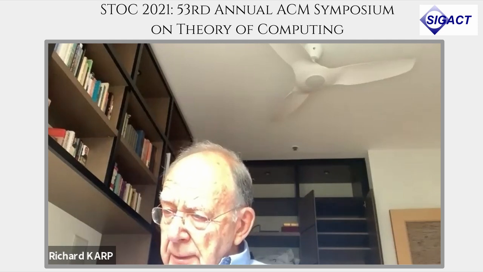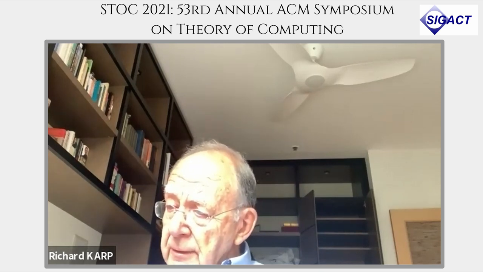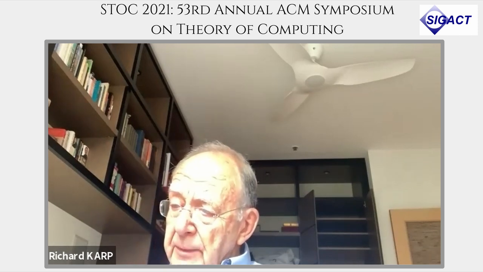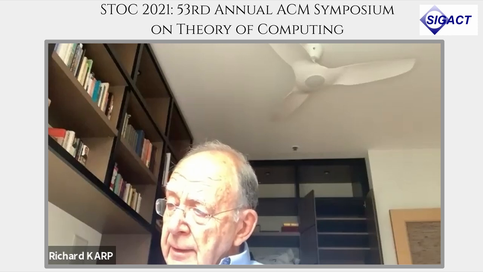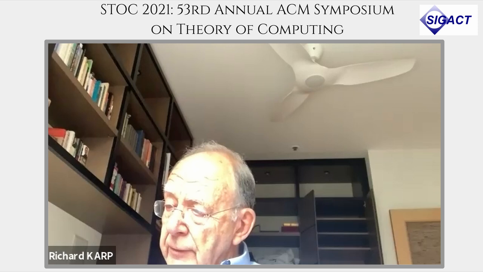Let me turn now from the history of successful combinatorial algorithms to the birth of computational complexity theory, which can be traced to Michael Rabin's 1960 paper, Degree of Difficulty of Computing a Function and a Partial Ordering of Recursive Sets.